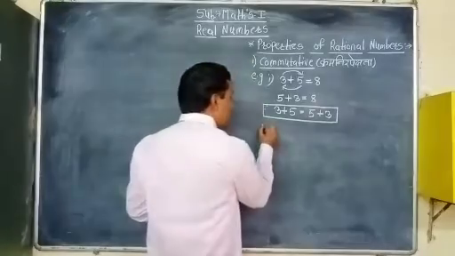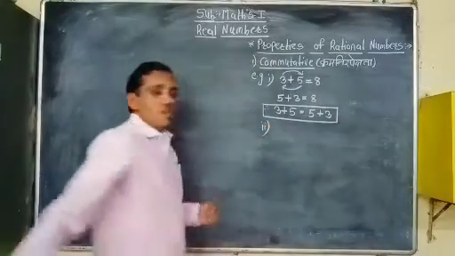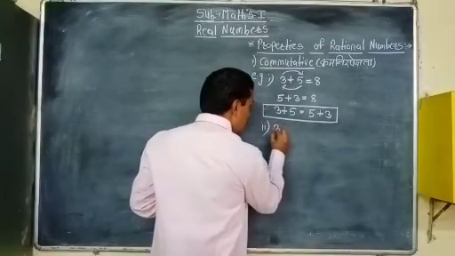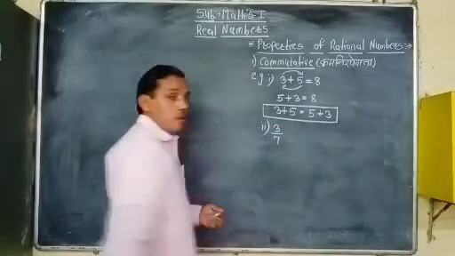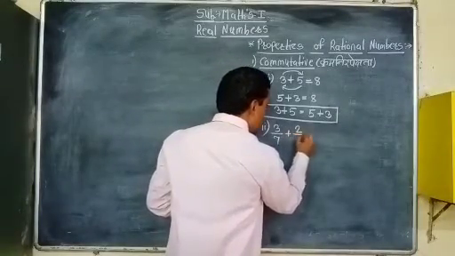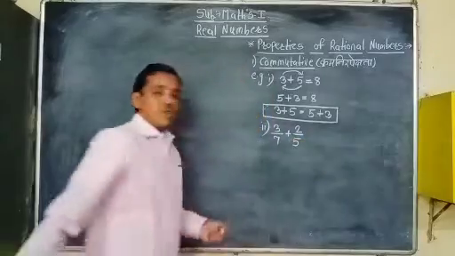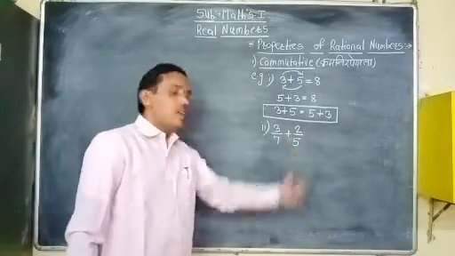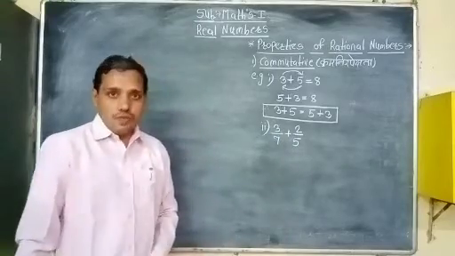We also take another example. So the second example is 3 by 7 plus 2 by 5. We take the addition of 3 by 7 and 2 by 5.